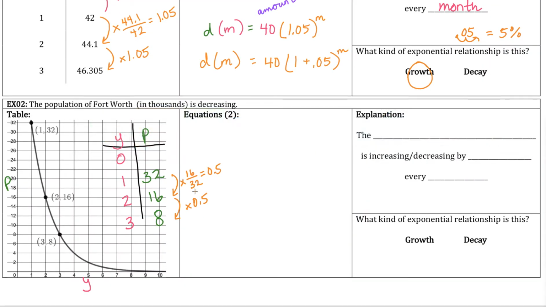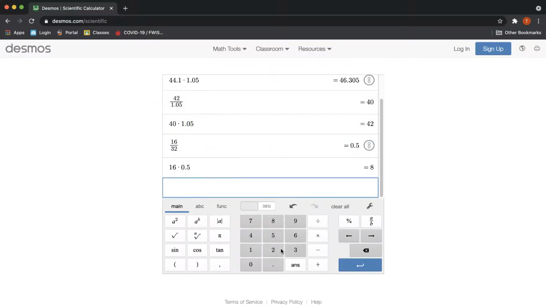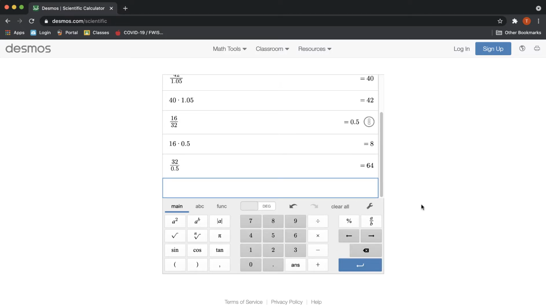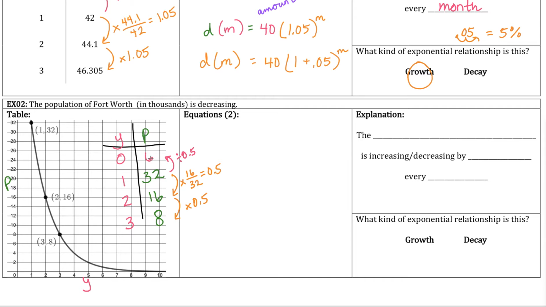Okay, cool. And then let's go backwards because we need to know this initial amount. So instead of multiplying by 0.5, we divide by 0.5. And then we get 32 divided by 0.5 is 64. And we can tell that's true because it's 64 divided by 2 divided by 2 divided by 2, or times 2 times 2 times 2, going backwards.